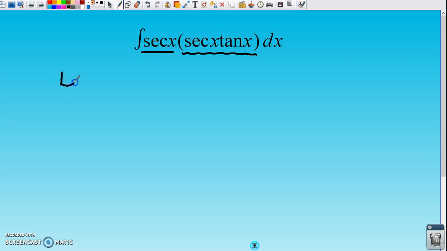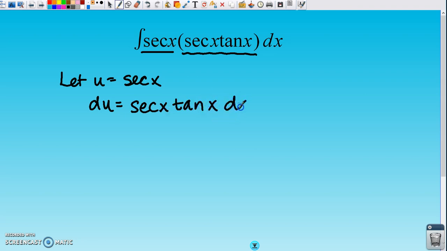Okay, let's say I said let u equals secant x. Well, if u was equal to secant x, what would be the derivative of u? Well, the derivative of u would be secant x tangent x with respect to x. So now I have my derivative of u, secant x tangent x, so I can rewrite my integral. There we go. So we're going to rewrite this.